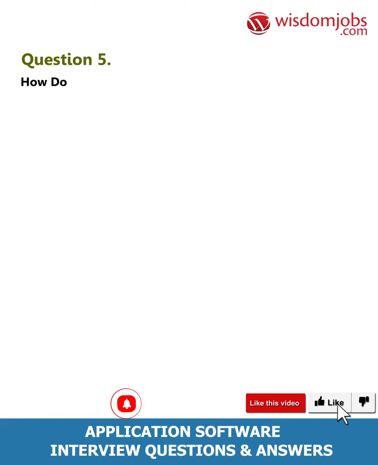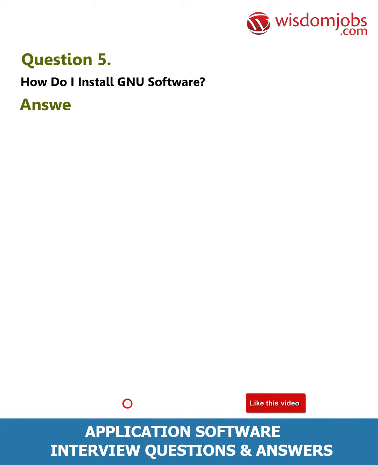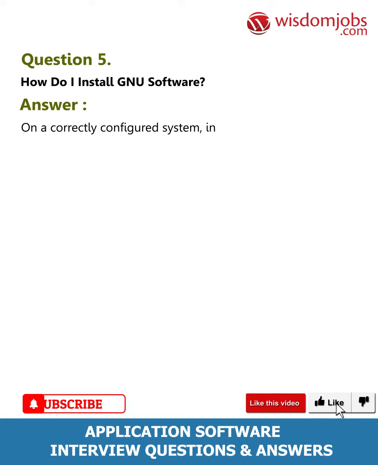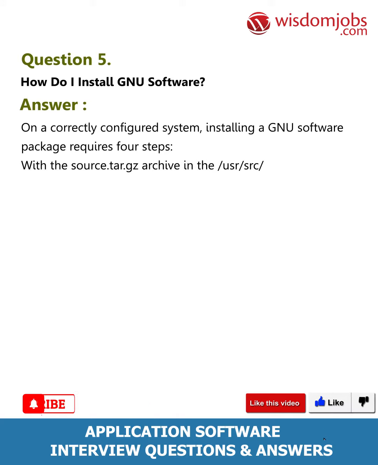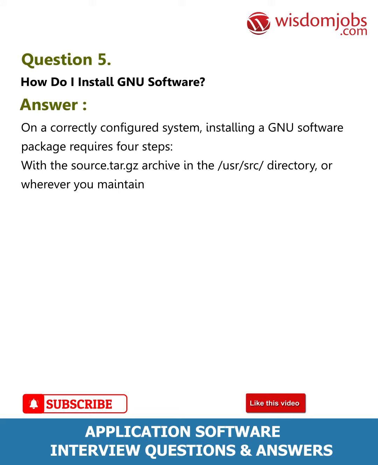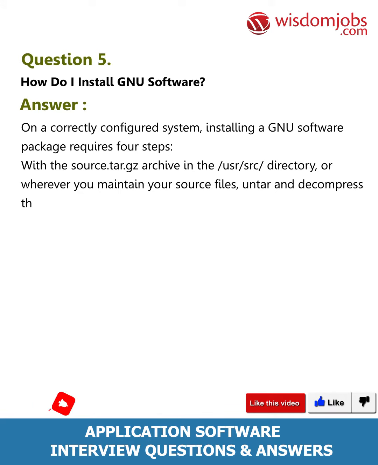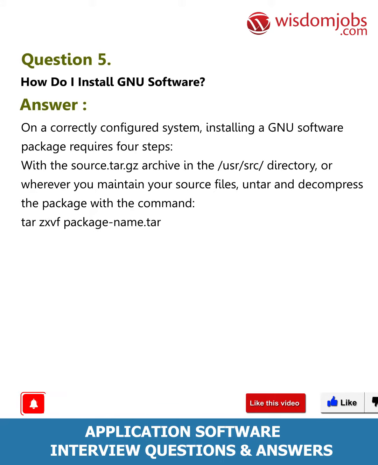Question 5. How do I install GNU software? Answer. On a correctly configured system, installing a GNU software package requires 4 steps. With the source.tar.gz archive in the /usr/src/ directory, or wherever you maintain your source files, untar and decompress the package with the command tar zxpf package-name.tar.gz.